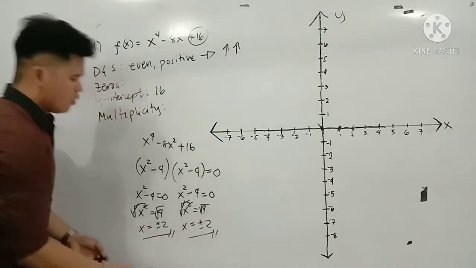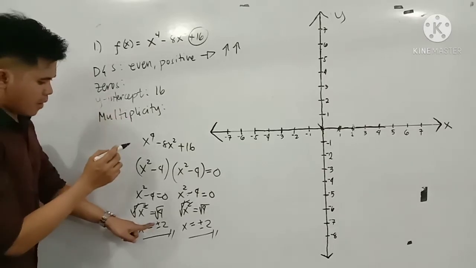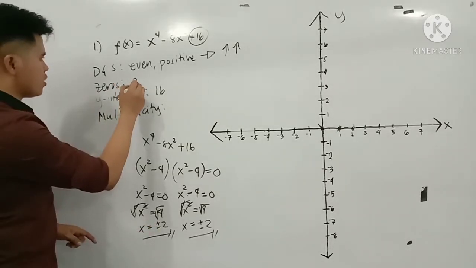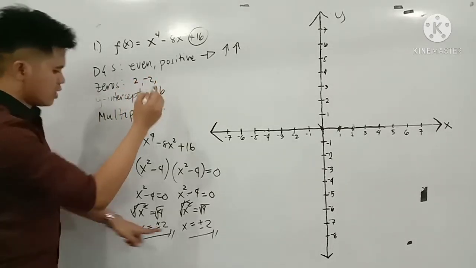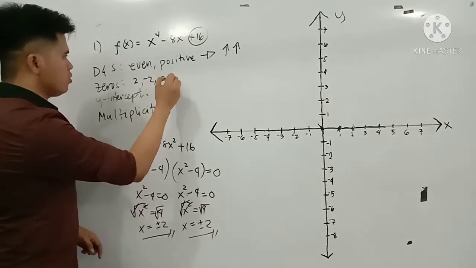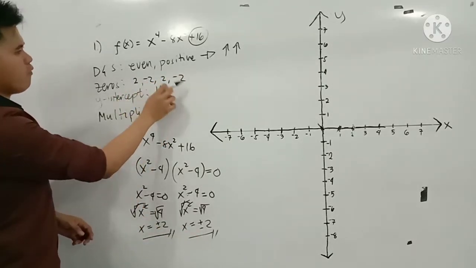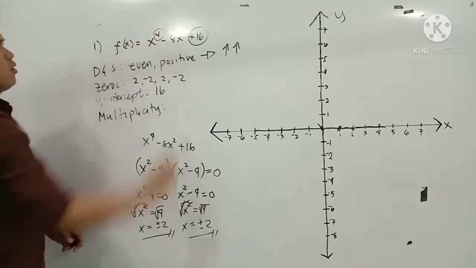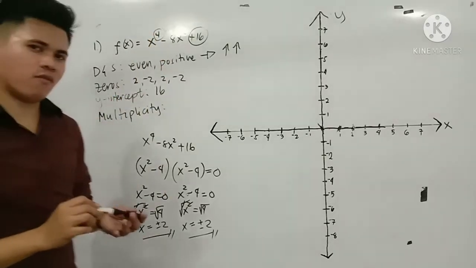So, we have now the zeros. Positive 2, negative 2. Then the other also positive 2, negative 2. So, we have now the 4 zeros, which is equal to our highest exponent, 4.